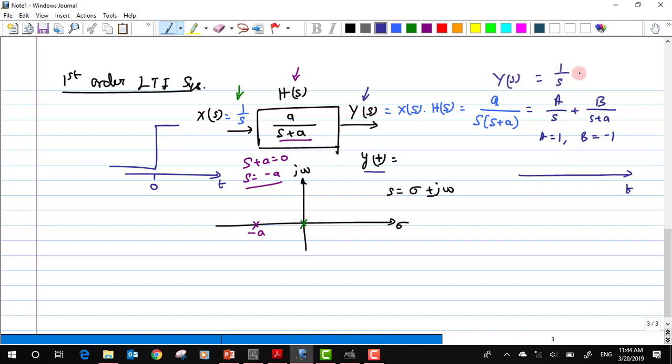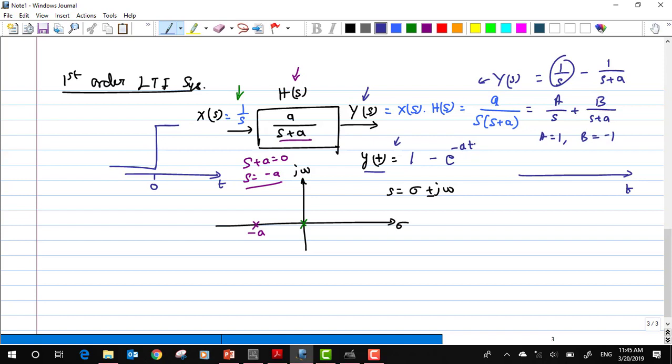something like 1 by s minus 1 by s plus a, right? Now, how do I translate this Laplace function into a time domain function? So, what happens when I try to apply an inverse Laplace transform? Okay. So, this term is nothing but it translates as 1, right? And then what happens to this? Yeah, e to the power minus a times t. Okay. So, this is what I would get once I plug in this particular thing.